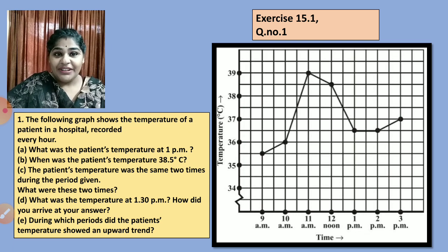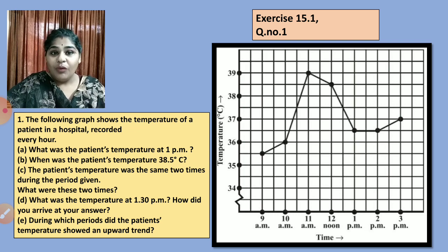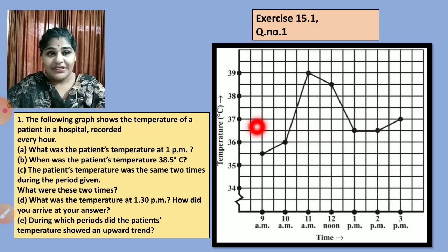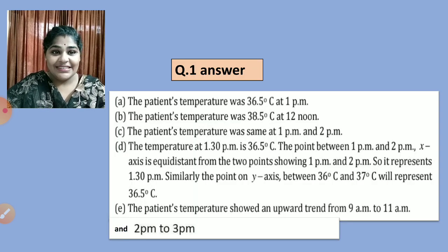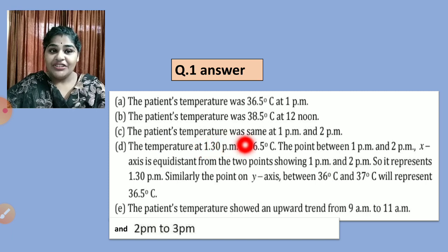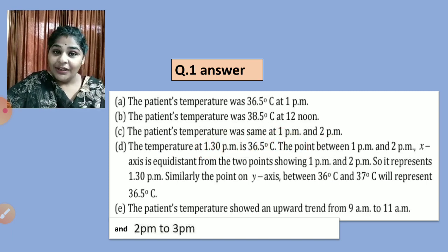Let us move to next one. The patient's temperature was the same 2 times during the period given. What were these 2 times? So I have already explained here. You can see there is a straight line, no up and down in the temperature. So it is at 1 p.m. to 2 p.m. where the temperature was same of the patient, right? That was 36.5 degrees Celsius. So you can write the third answer: the patient's temperature was same at 1 p.m. and 2 p.m.